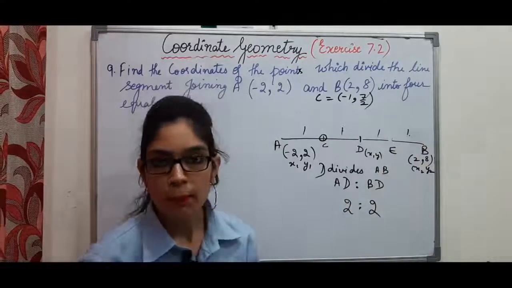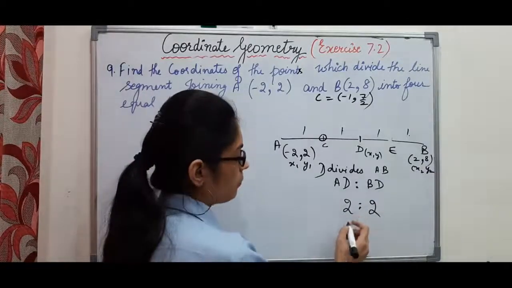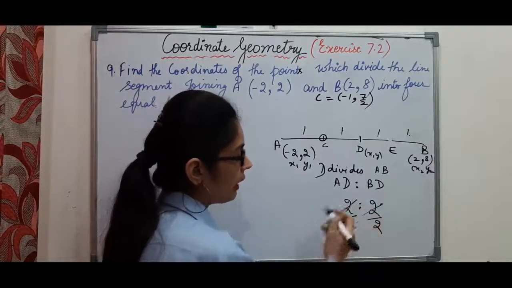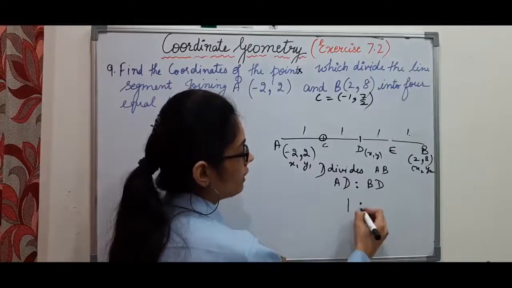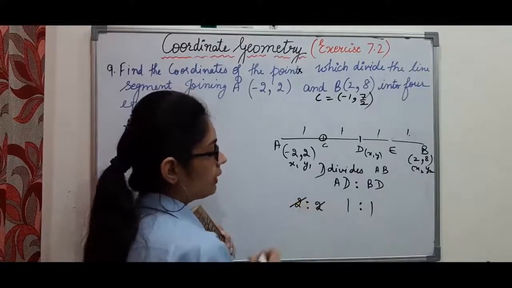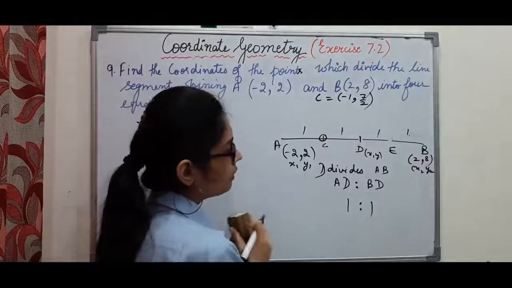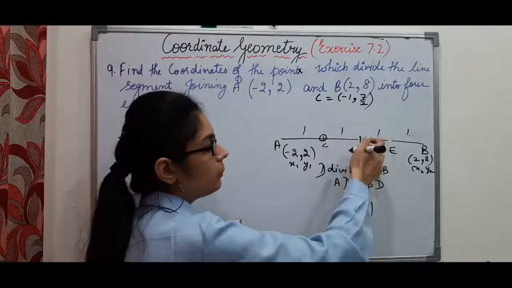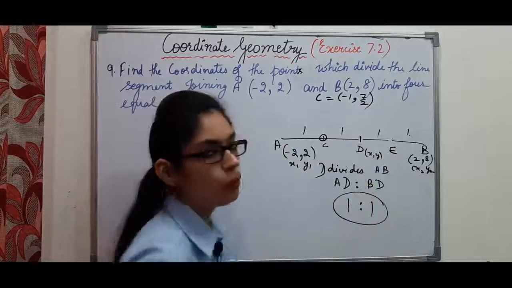Whenever the same number is there, we can see it is also 2, it is also 2. Same number means you just have to divide, because the same number will directly get cancelled. So same number means you have the ratio of 1 is to 1. See, 2 is to 2, same number, it will get cancelled. 2 into 1 is 2, 2 into 1 is 2. Basically, if you observe this point D carefully, you can see it is the midpoint of this line. So midpoint means it will divide this in the ratio 1 is to 1.